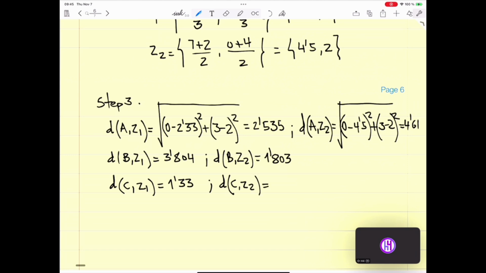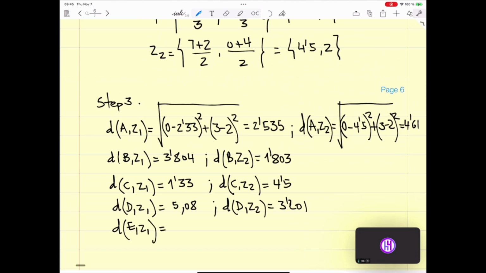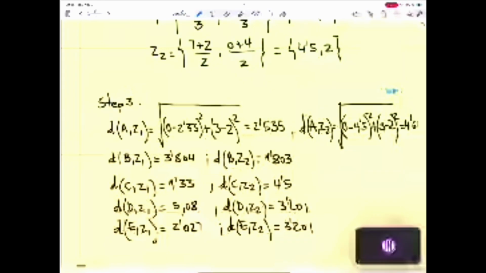Calculating distances is not really business intelligence. So the distance between D and Z1 is 508, and then the distance between D and Z2 equals 3.201, and then the distance between E and Z1 is 2.027. E and Z2 equals 3.201. Okay, so now what do we do?